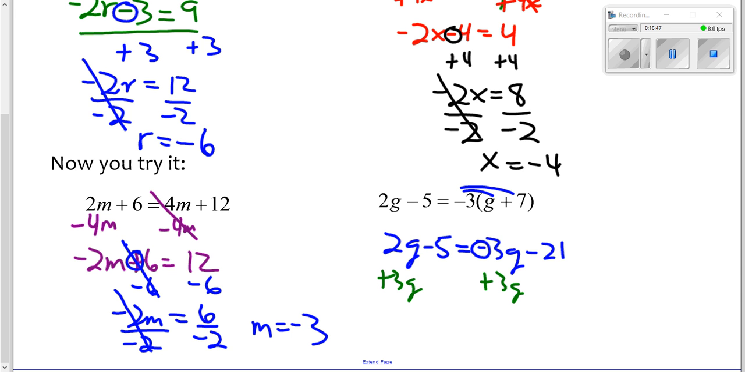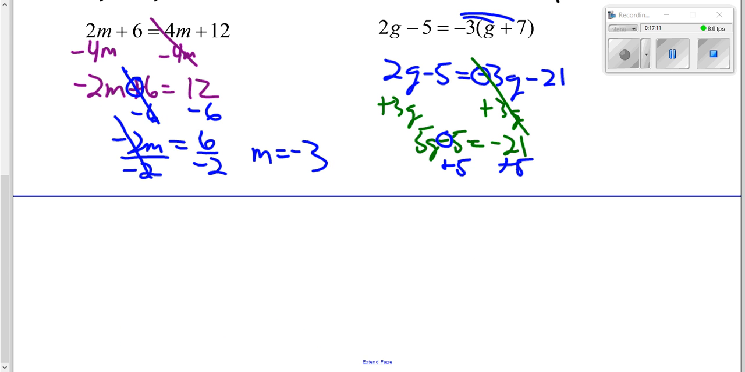Okay. I'm going to get 5g minus 5 equals, these will go away, negative 21. Okay. I'm going to look at my problem, and the inverse of that is to add 5. Okay, I'm going to get 5g, these go away, equals negative 16. I'm going to divide by 5, and I get g equals negative 16 over 5.